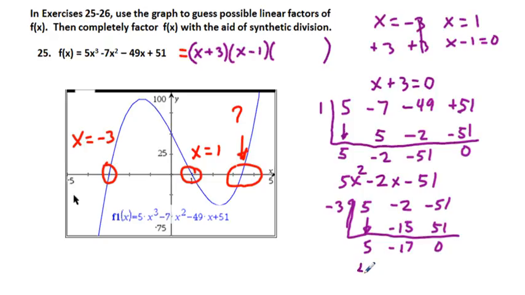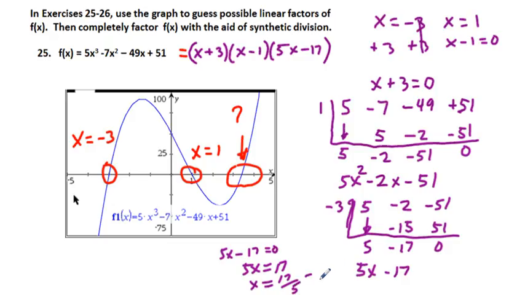So our third factor is 5x minus 17, which is what we have left. And so that last 0 is going to have to be 5x minus 17 equals 0. If we add 17, we have 5x equals 17. And dividing by 5, we have x equals 17 over 5, which is 3.4 decimalized. Anyway, that looks like it's about right between 3 and 4, so that checks. So this is our complete factoring using synthetic division.